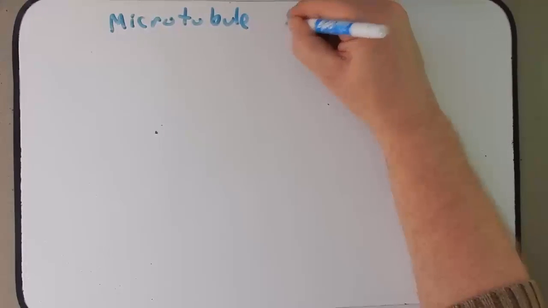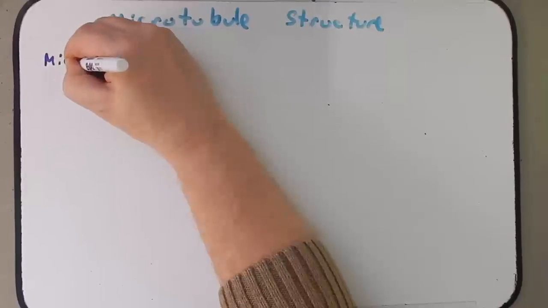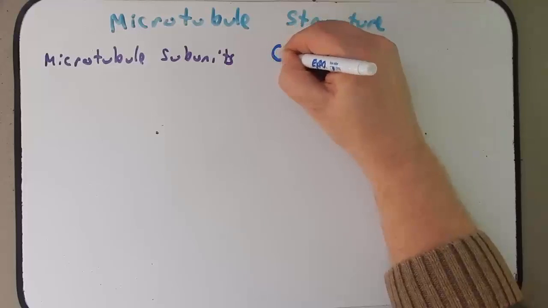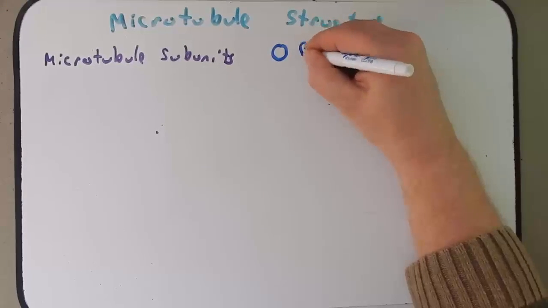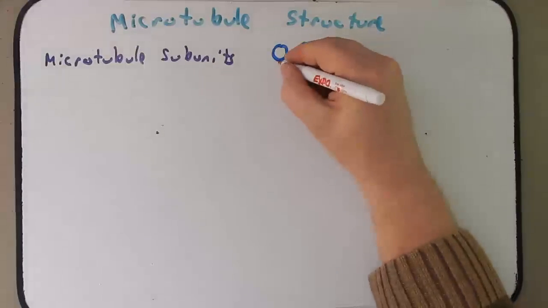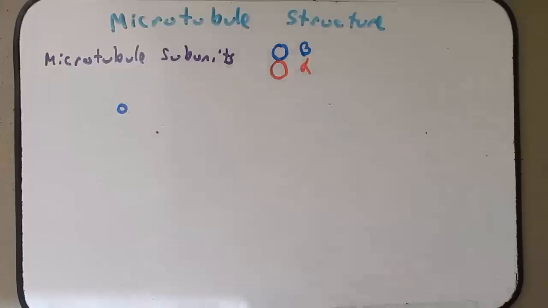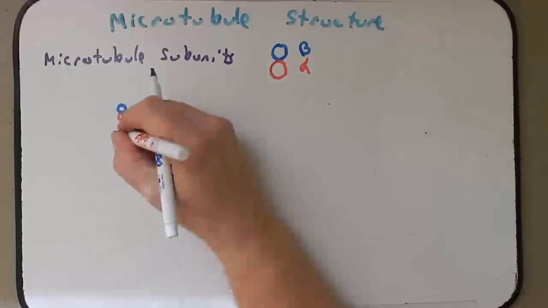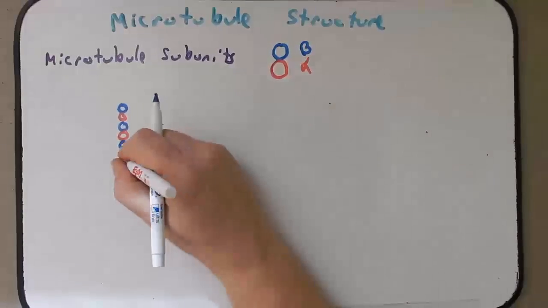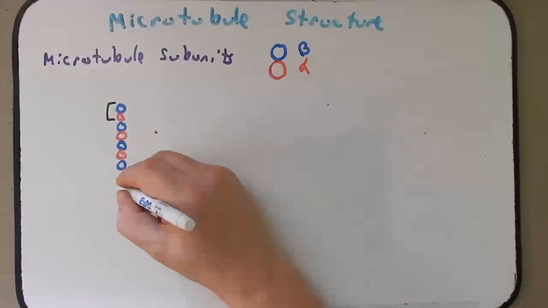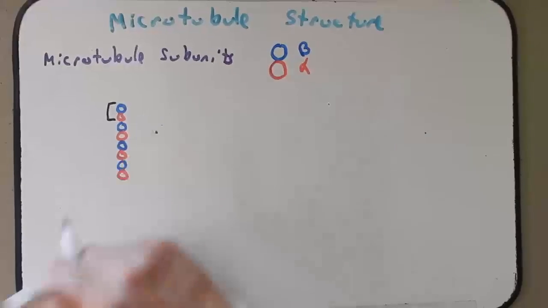Okay, next let's talk about microtubule structure. First, let's talk about microtubule subunits. The microtubule subunits exist as a dimer, rather a heterodimer, because you have two different subunits that come together. You have the beta subunit and you have the alpha subunit. So how do you begin to form the microtubule? Well, you'll take these subunits and you will bind them to each other like this, where you have one heterodimer here binding to another, to another, to another, until you have a long filament.